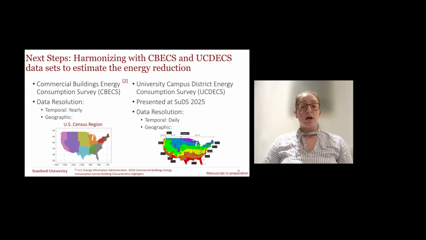My next steps are now to harmonize this work with 2 additional data sets in order to understand the magnitude of energy savings possible. One is the Commercial Building Energy Consumption Survey, which is administered by the U.S. Energy Information Administration and was most recently administered in 2018. The second data set is the University Campus District Energy Consumption Survey, which I presented about at last year's Stanford Sustainability Data Science Conference, and I'm happy to talk more about it offline. But basically, UCDEX is a data set that I created which has daily level heating and cooling data from 40 universities across the United States.